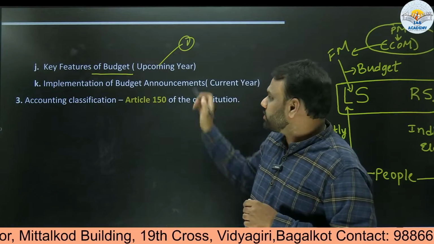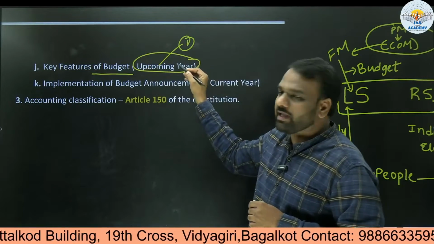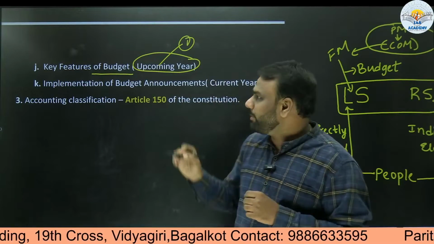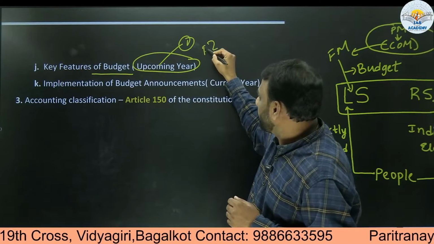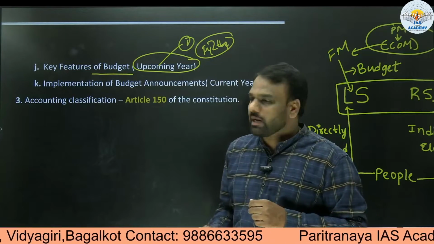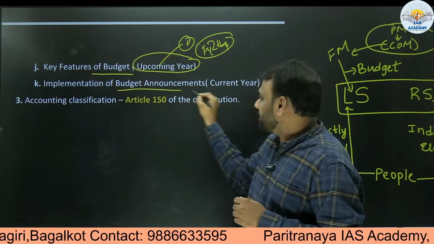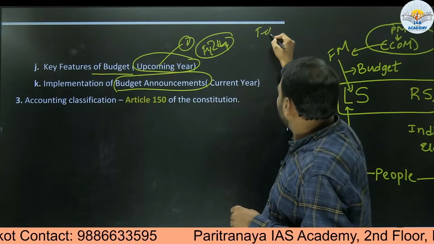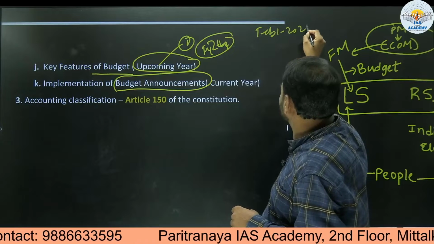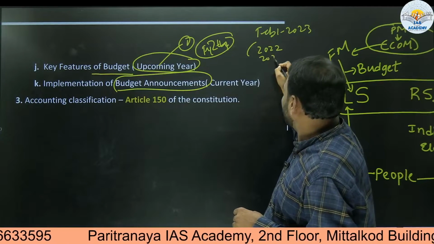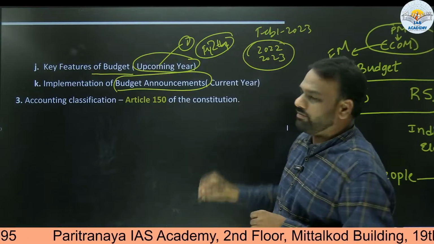Okay, along with the budget. So this is for the upcoming year. Upcoming year in the example that we considered will be financial year 24. Financial year 24. Okay, 24. Next, apart from that, implementation of the budget announcements of the current year. So which is the current year? On February 1, 2023, the current year will be 22-23. So this will be the current year.